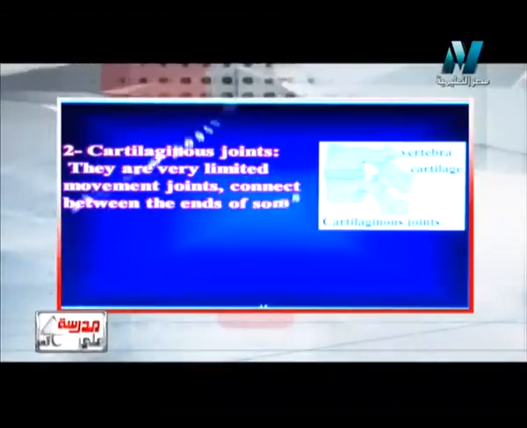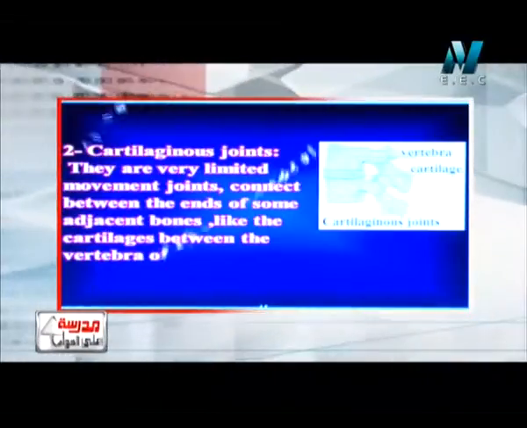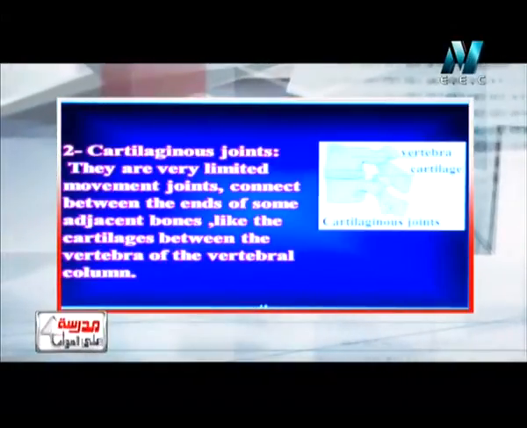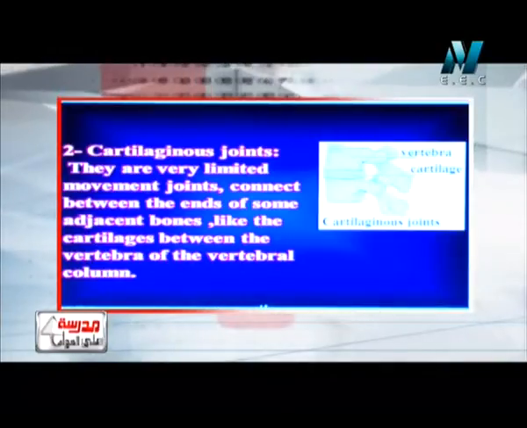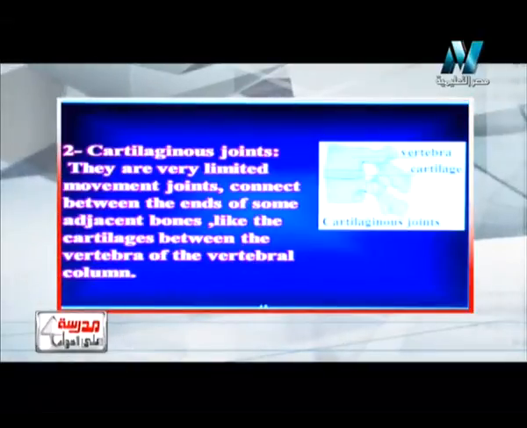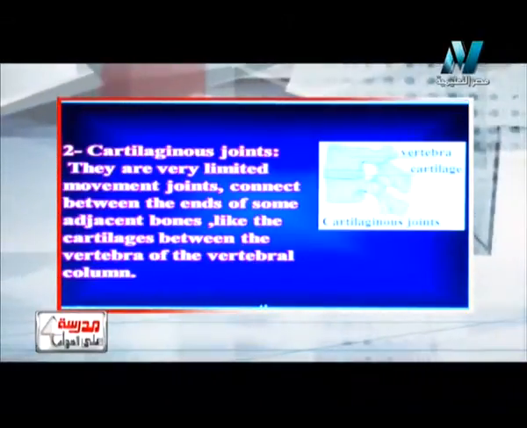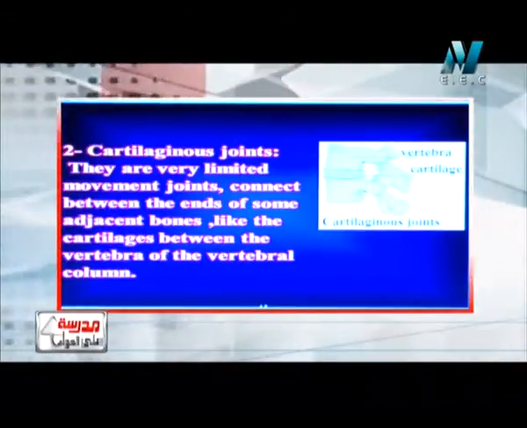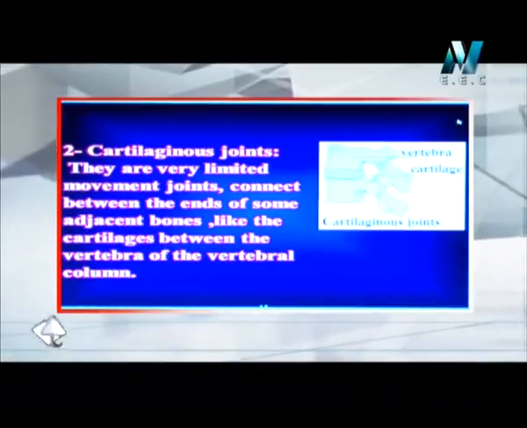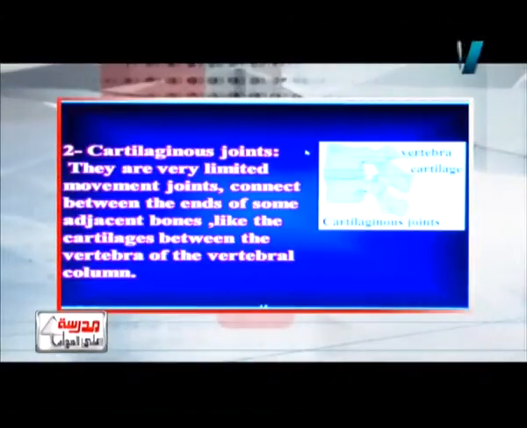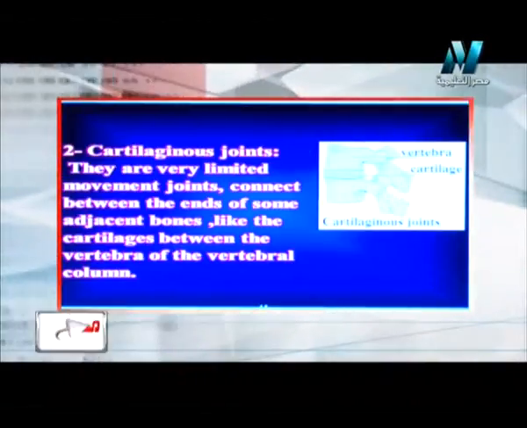The cartilage between two bones, as that of the two vertebrae, acts as a very limited movement joint. It connects between the ends of some adjacent bones, like the cartilage between the vertebrae of the vertebral column that allows each of the vertebrae to move in a very limited movement. Therefore, this kind is called the very limited movement joints. But the fibrous joints do not act as movable joints, so they are called immovable joints.